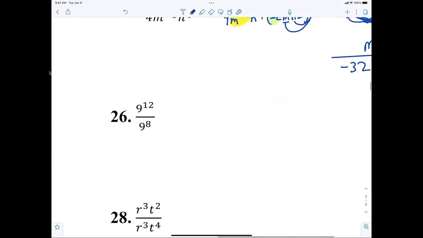Number 26, Taj, this one's an easy one. What is it? 9 to the fourth power. Notice 9 is not a number right now. 9 is a base. There's a 12 and an 8. When you divide, what do you do to exponents? And what happens to the base? It stays the same.